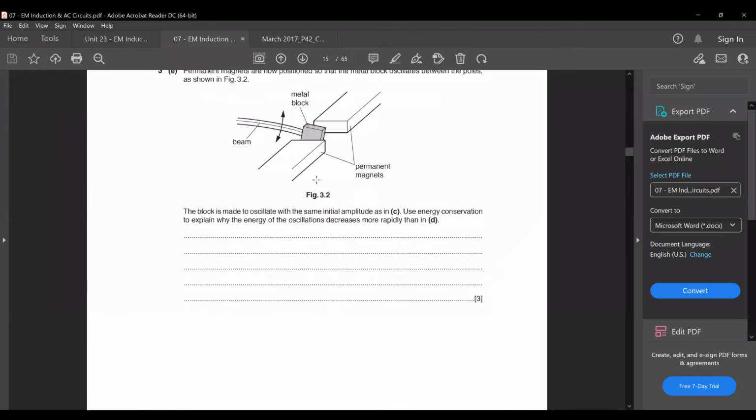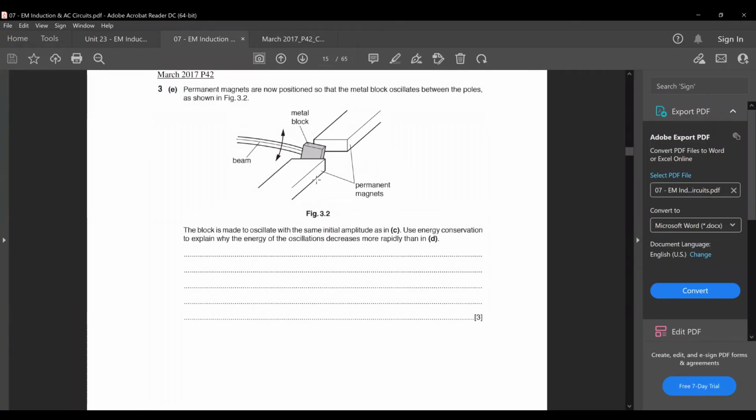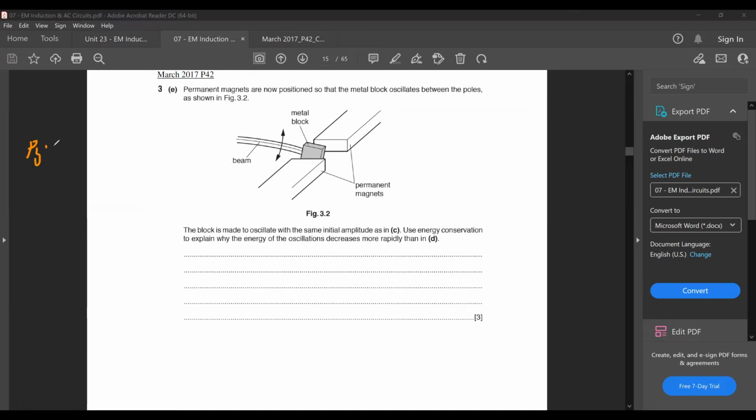It moves slower. It will take a longer time to fall through. Okay. Have a look at page 15. You have permanent magnets that are now stationed so that a metal block oscillates between the poles as shown in figure 3.2. The block is made to oscillate with the same initial amplitude as C. Use energy conservation to explain why the oscillation decreases more rapidly than in D.